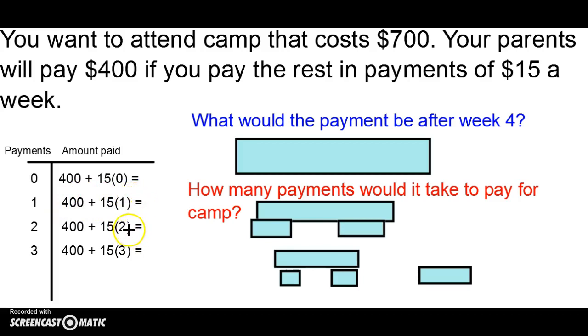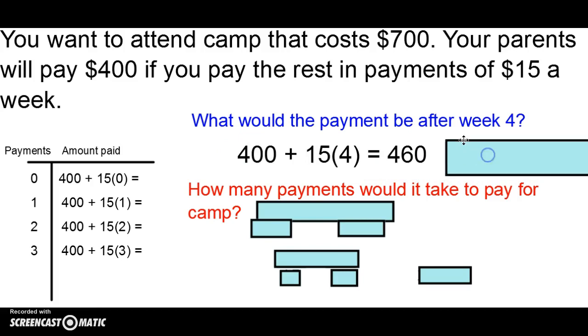The next week would be 2 payments of $15 accumulated. So that would be 30 plus 400, and 430. The third week, you will have paid $15 a week, so $45 plus the 400. So then the first question is, what would the payment be after week 4? And you would just continue that pattern and say, after week 4 of paying $15 a week, that's $60, you would have paid $460 toward camp.